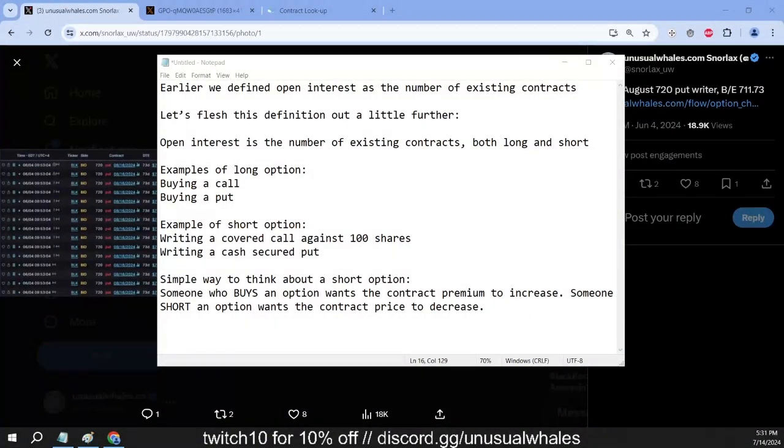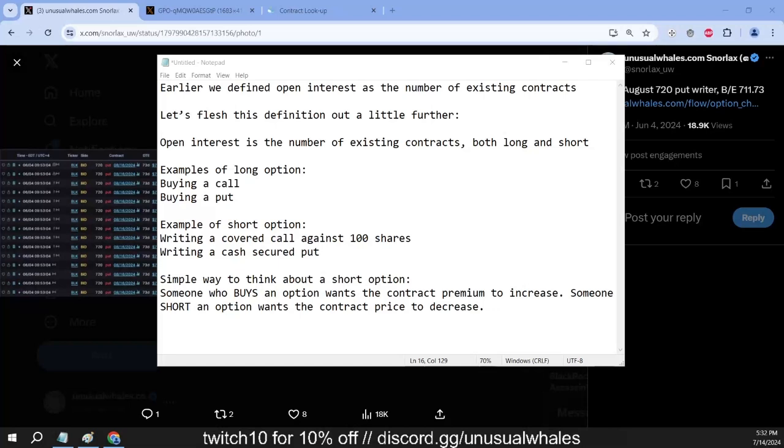Earlier, we defined open interest as the number of existing contracts. Let's flesh this definition out a little further. Open interest is the number of existing contracts, both long and short. Examples of long options: you buy a call, you buy a put. Example of a short option: you write a covered call against 100 shares, or you write a cash secured put.